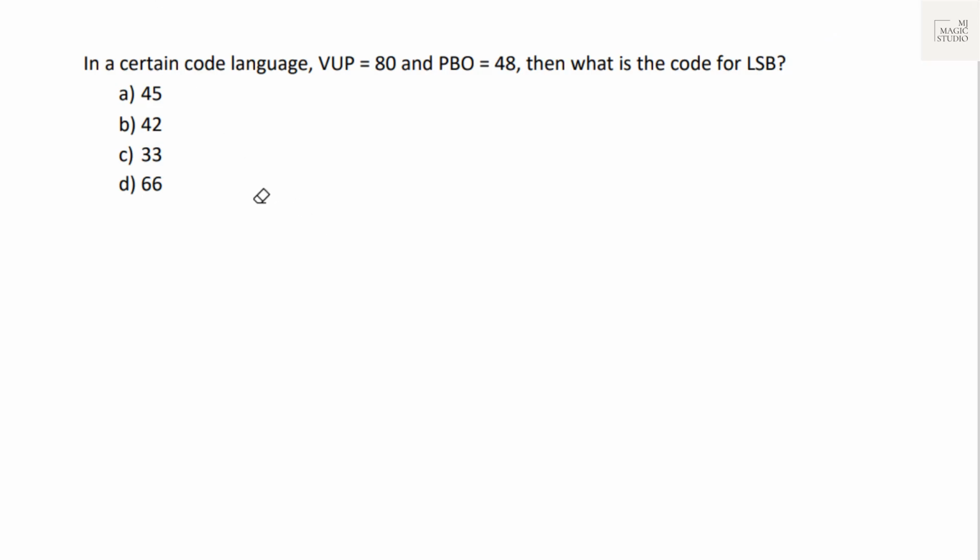Okay, let's see what we can do with this. V, U, P. V is 22nd, U is 21, and P stands for the 16th alphabet, and that is equal to 80. P, B, O: P is 16, B is 2, O is 15. If I just do simple addition, 4, 5, this is 59, but it is given as 80.